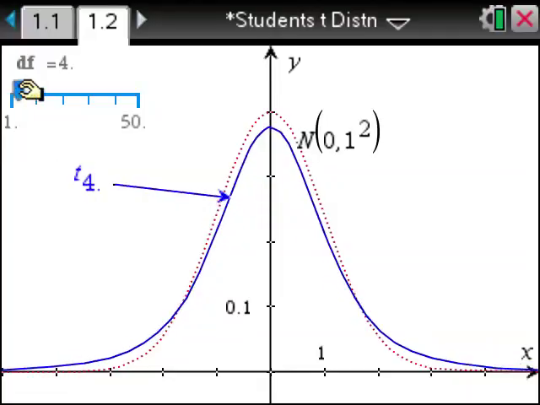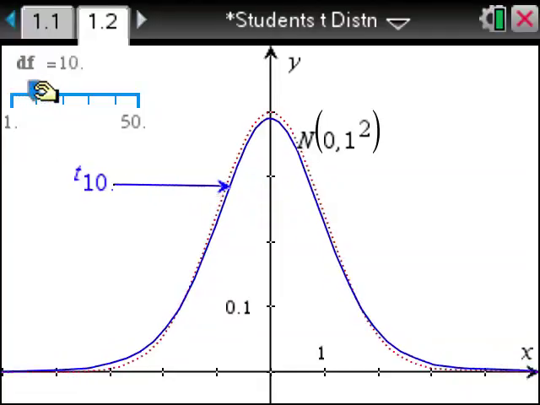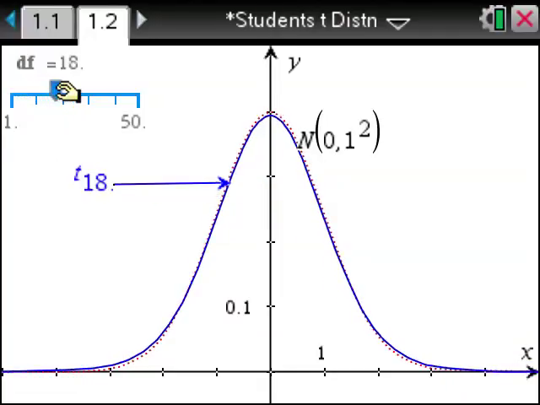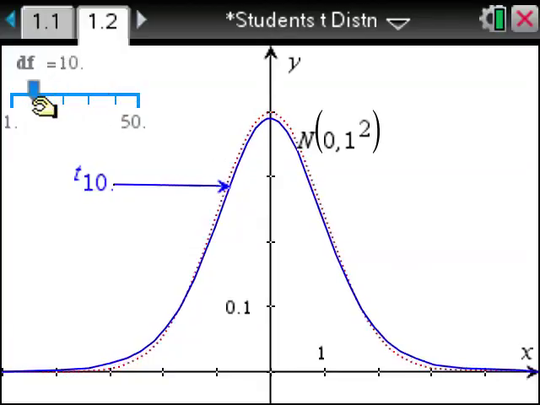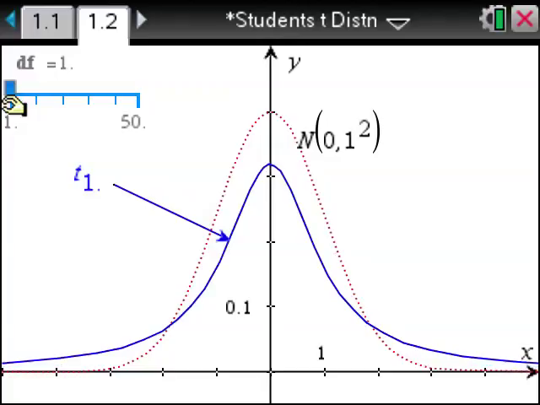Now, as we change the number of degrees of freedom, we can very quickly see that as the number of degrees of freedom increase, the t-distribution gets closer and closer and closer to the standard normal distribution. It's limited to 50 here, but obviously this graph can go on. But I think it's important for students to see just how similar these two distributions are at high values of degrees of freedom, and how they fundamentally change at very low values of degrees of freedom.